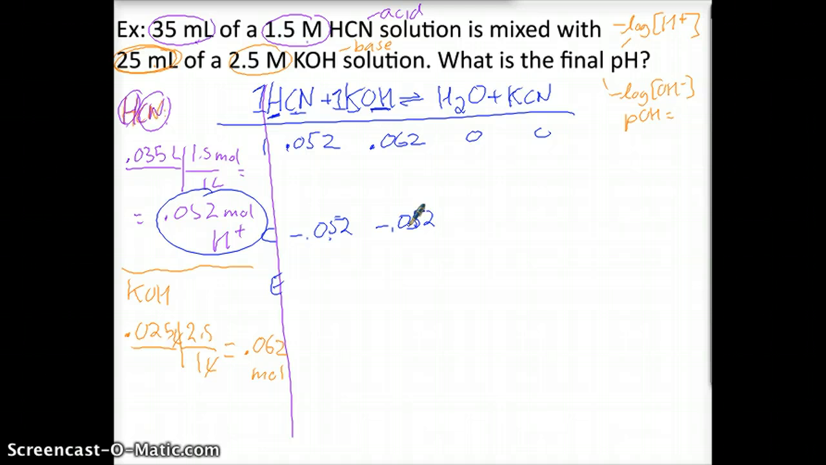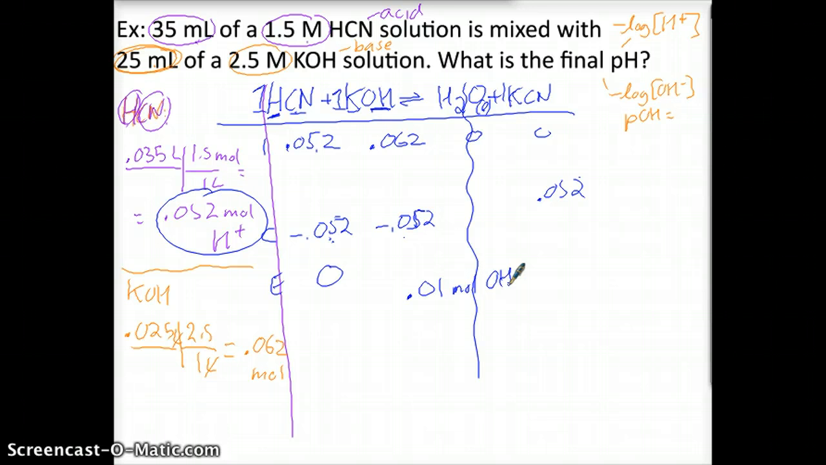Okay? That means, well, water's a liquid, so it doesn't really matter. I'm going to make 0.052 moles of KCN, coefficient of 1. But this doesn't really matter. This isn't going to affect the pH. What I care about is what's going to be left over out of the H plus and the OH minus. Well, there's going to be no H plus left over because 0.052 minus 0.052 is 0. What about the OH? Is any OH going to be left over? Yup. It's in excess. I'm going to have 0.01 moles of OH.